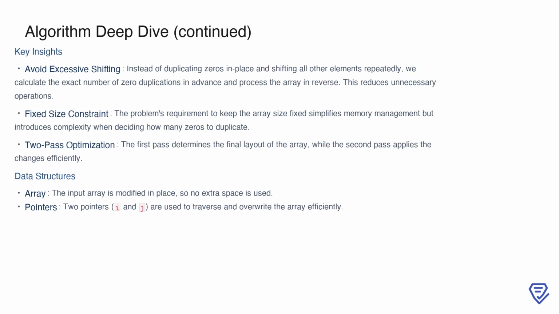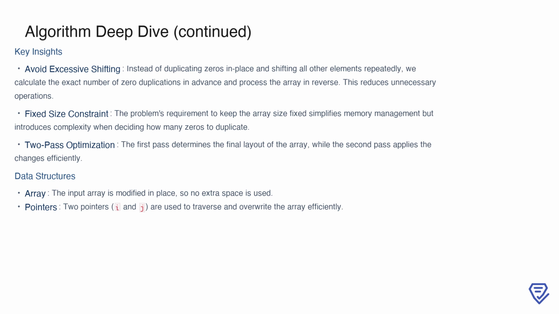The key to solving this problem efficiently lies in avoiding excessive shifting of elements. Instead of duplicating zeros in place and repeatedly moving all subsequent elements, we calculate in advance how many zeros can be duplicated and adjust the array in reverse. This eliminates unnecessary operations and significantly reduces computational overhead. The fixed-size constraint simplifies memory management since no additional data structures are needed, but it also makes the problem more challenging. Deciding how many zeros to duplicate requires careful planning, which is why the two-pass approach is so effective.